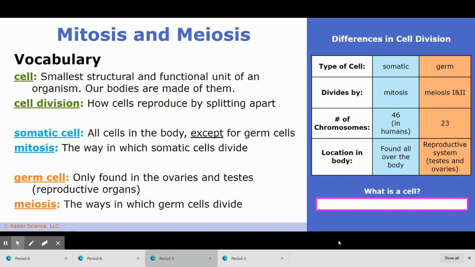Germ cells are only found in the ovaries and testes. That's where we get sperm and ova from, or sperm and egg. So they're in the reproductive organs. And the way that germ cells divide is through meiosis.